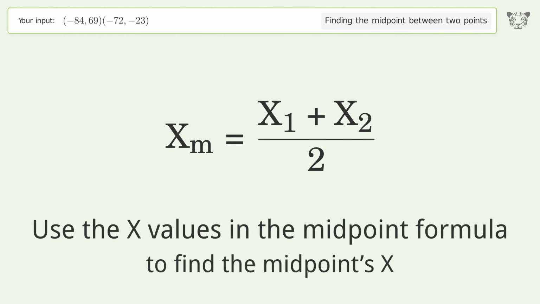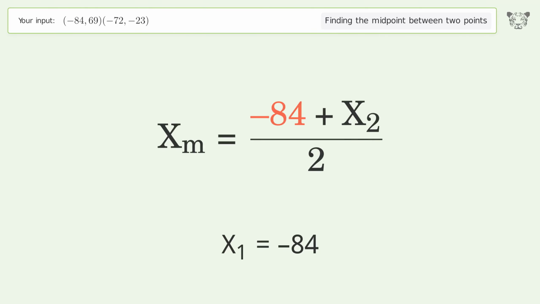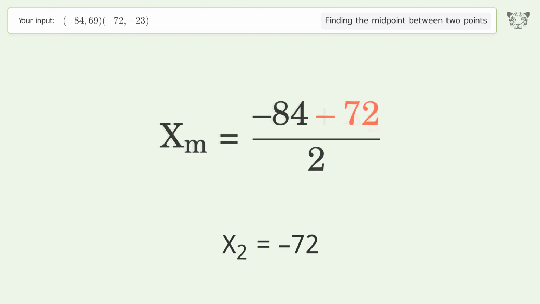Use the x values in the midpoint formula to find the midpoint's x. x1 equals -84. x2 equals -72. Simplify the arithmetic.